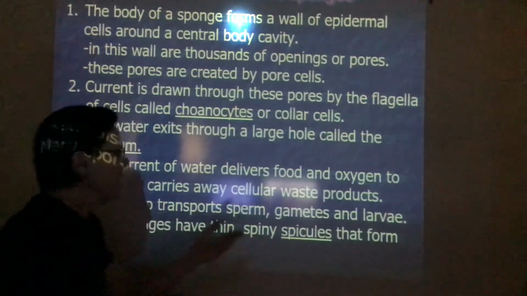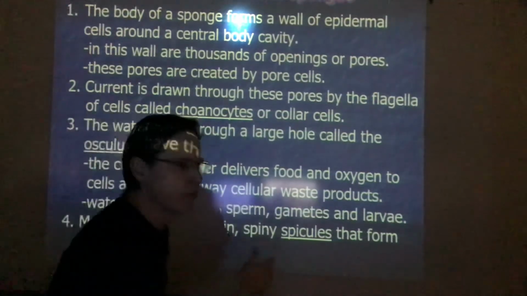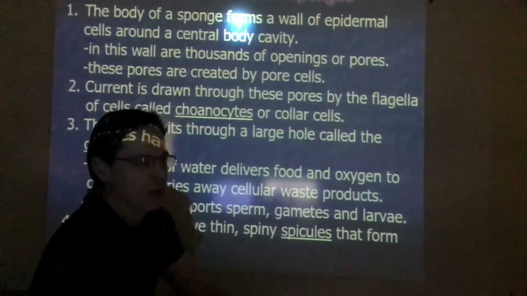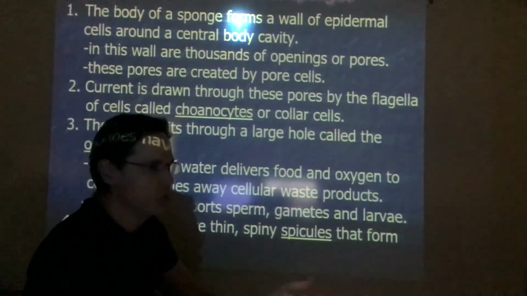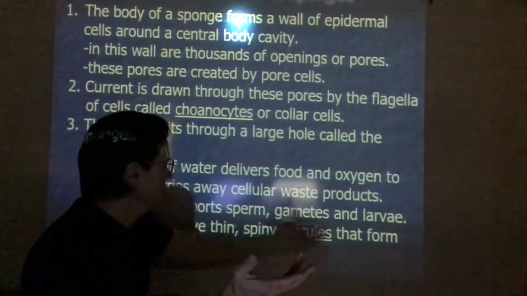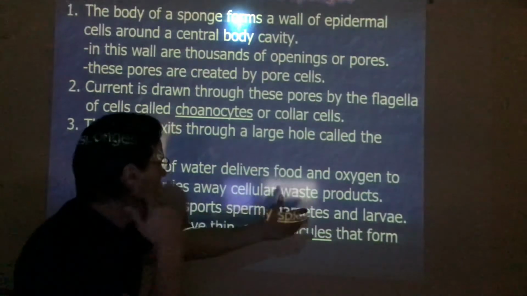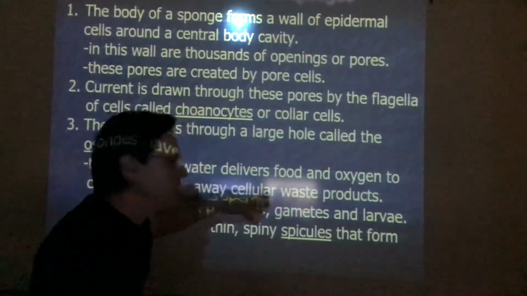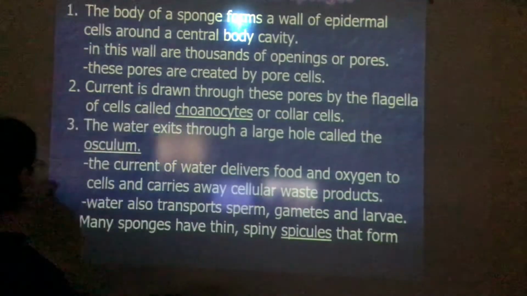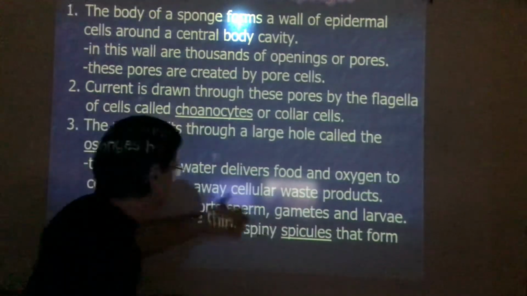So basically, this one little cell is performing literally almost all of the life functions, okay? Waste, respiration, circulation. So, what, 4 or 5 of them, it's not moving, but it even has 6 of the 7 things all centered around this, even reproduction, okay? So water also transports the sperm or the gametes.